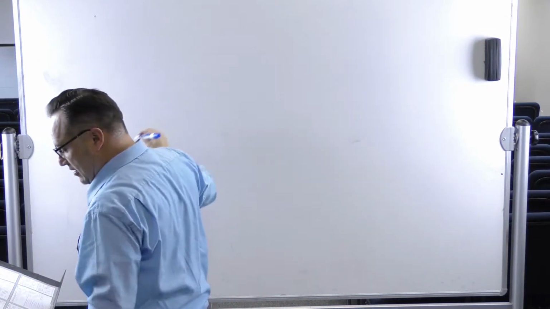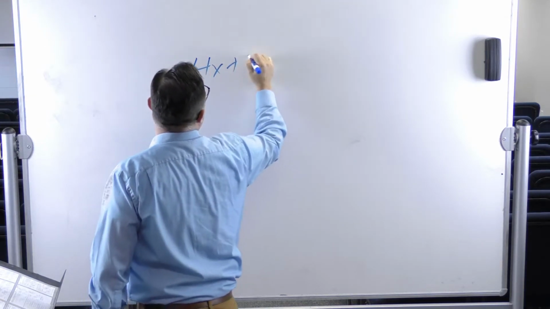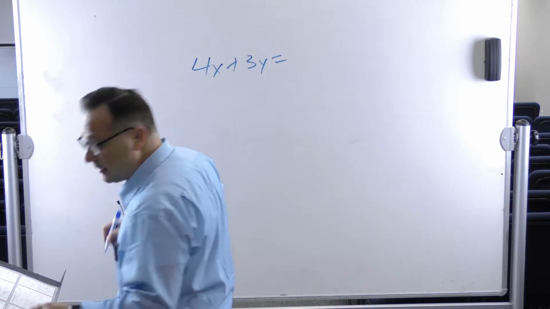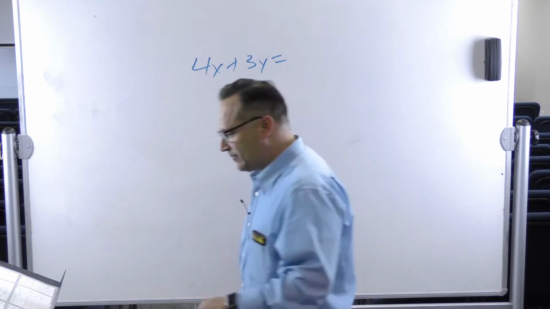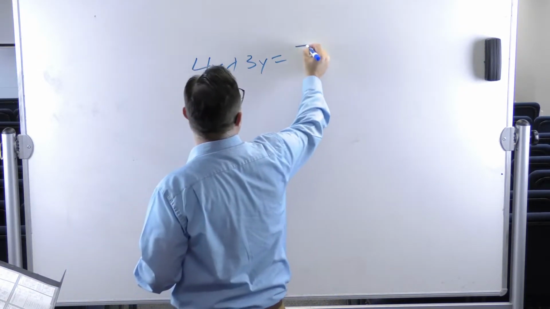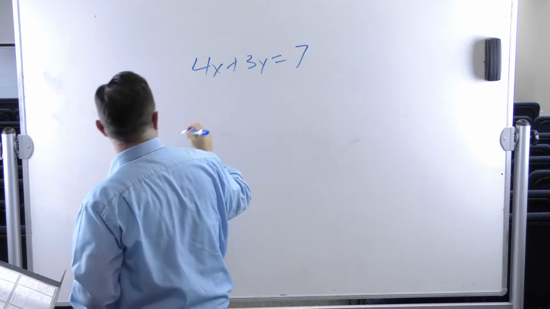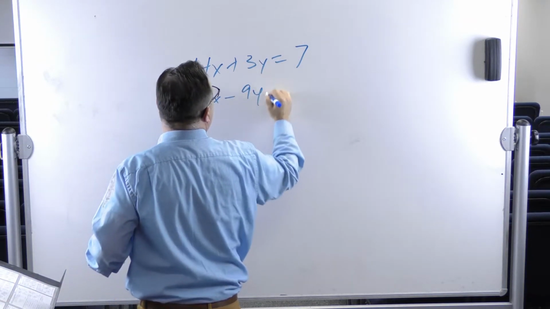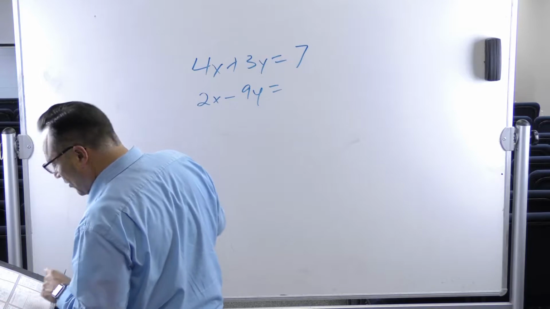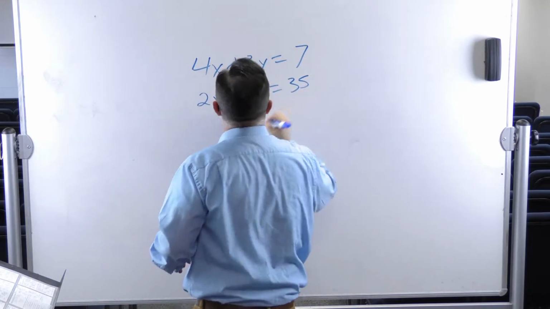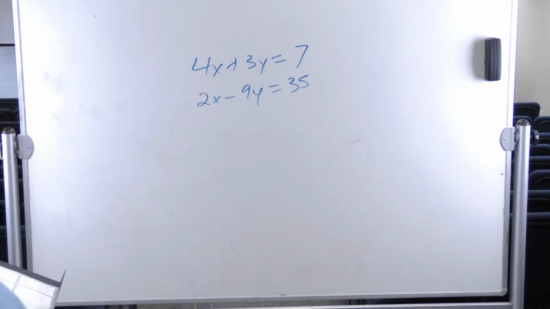We have 4x plus 3y equals, how are we doing? All right, 7. We have 2x minus 9y equals 35. Okay, so let's look at this problem. Put it on the board for you there. The smartest thing in my estimation would be to multiply the entire top by, what is it? 3, absolutely. Good, whoever said that, good job.